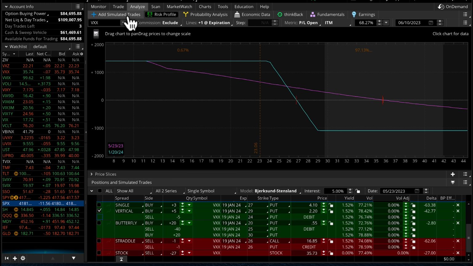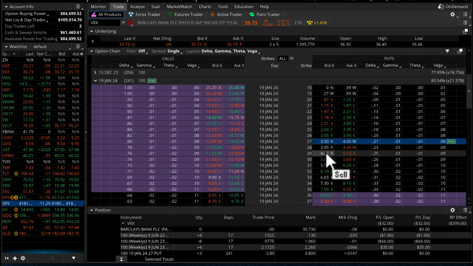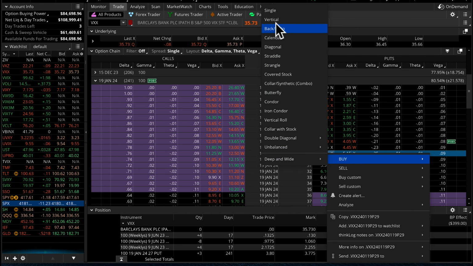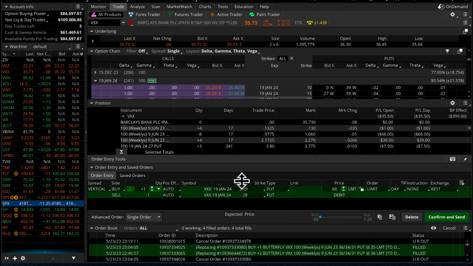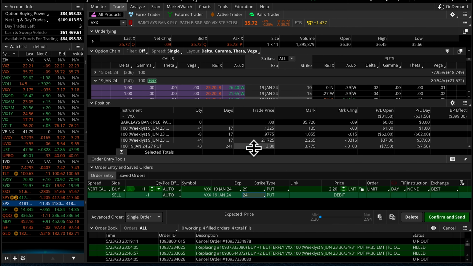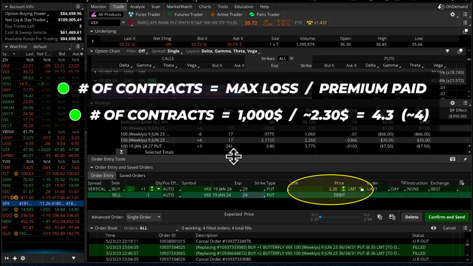So again, if we want to execute this one, we are just doing a 29-24, so I can just buy to open a vertical put. The 29 is going to be correct. I can just adjust the 24. Now, as far as sizing goes, I think I could probably get 4 contracts and that will take it to roughly the 1,000. And then at this point, again, I would do my 30-second rule.